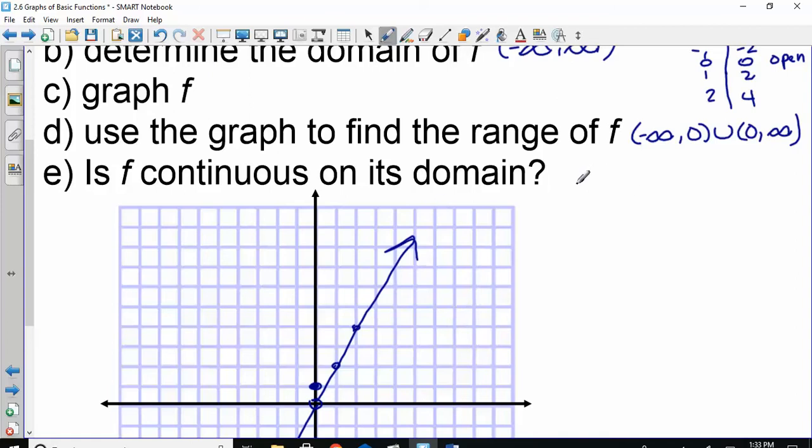Is this graph continuous? No. A lot of times those piecewise functions are not. We did see one yesterday where the two pieces lined up and it was a continuous function, but if the pieces don't match, it's not. All right, any questions there?